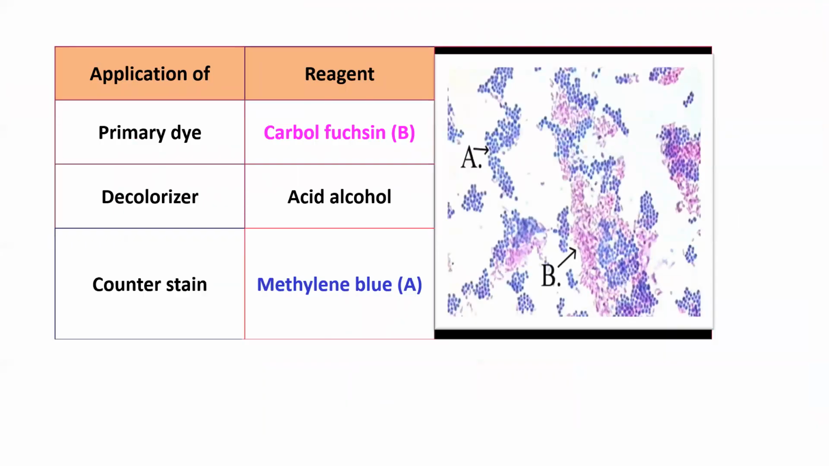Here, the primary dye used is carbol-fuchsin, and the counterstain is methylene blue. Here we can see the methylene blue in a bluish tinge, and carbol-fuchsin is a red color, and acid alcohol is used as a decolorizer.